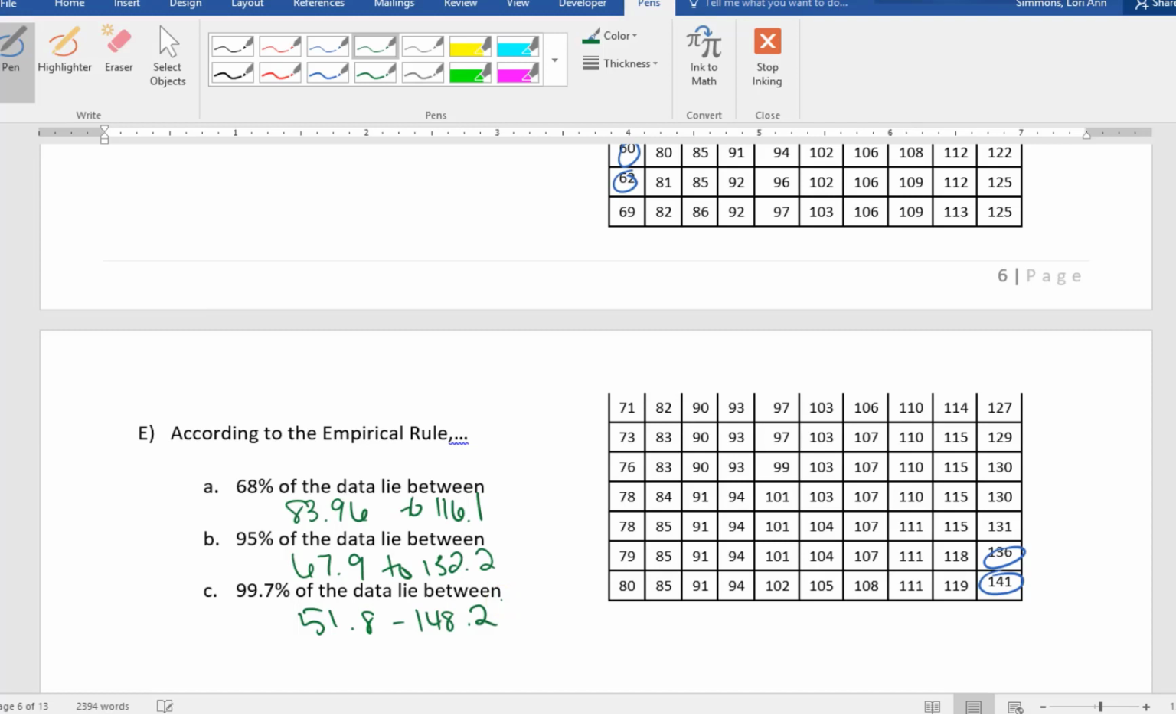If we wanted to do inferential statistics, remember that means we're taking our information from our sample and pushing it to the population. Inferential statistics needs to tell us how confident we are and the range. So we can say that 99.7% of the data lies between 51.8 and 148.2 for the IQ.